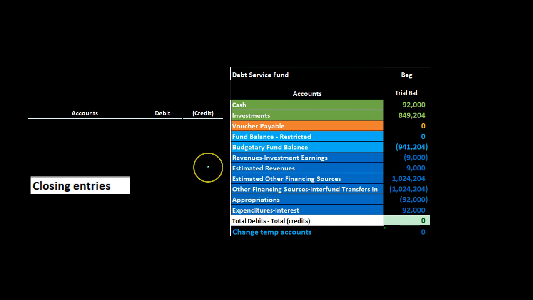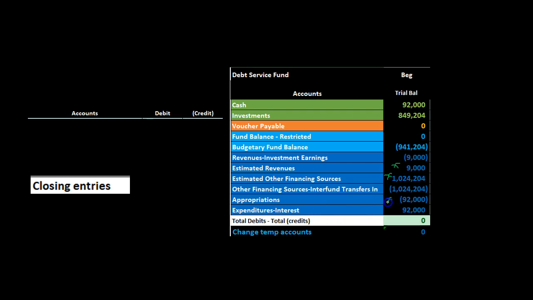However, we still have the estimated account. So let's close the estimating items up first. If we think through them, we're going to say which ones are estimates. Well, anything that has estimated in it. So we have estimated revenues. That's an estimated account. Let's close that out in the estimating journal entry. We have the estimated other financing sources. We'll close that out in the estimating journal entry. Then we have the appropriations.